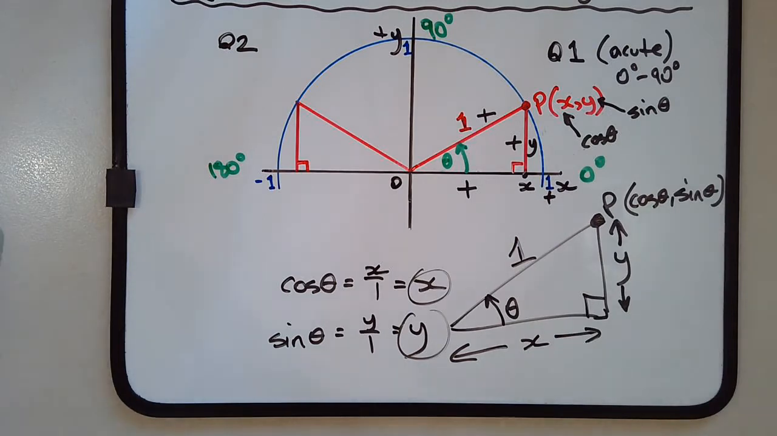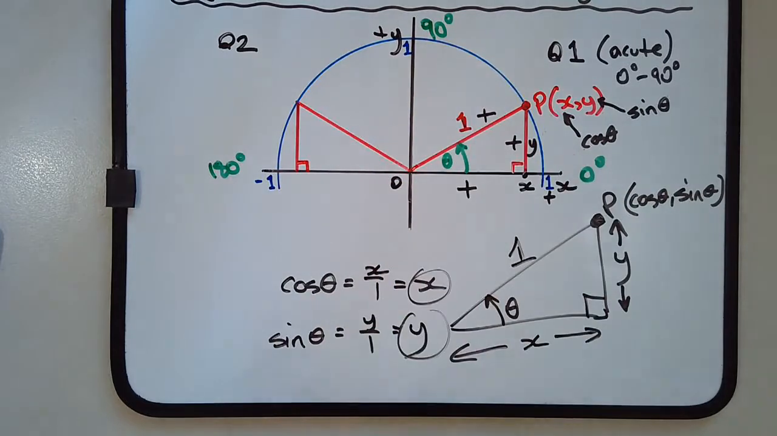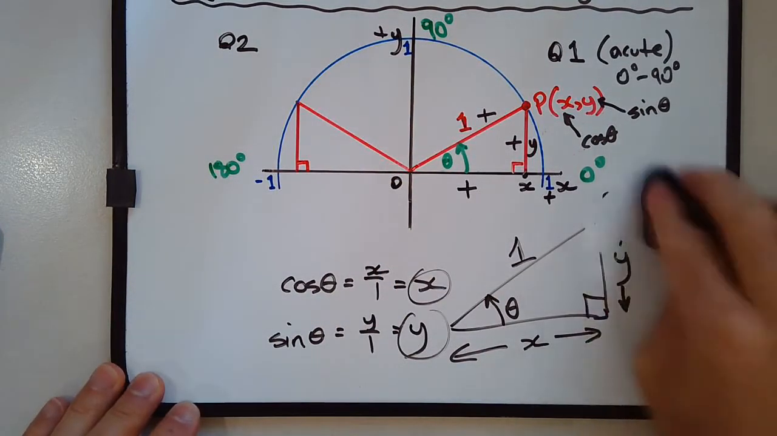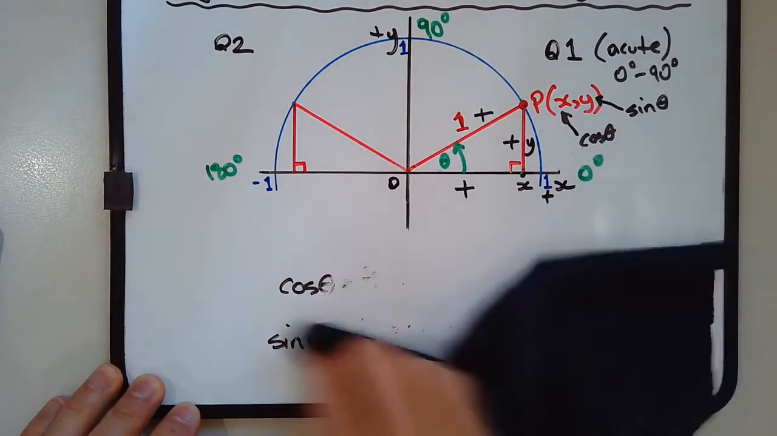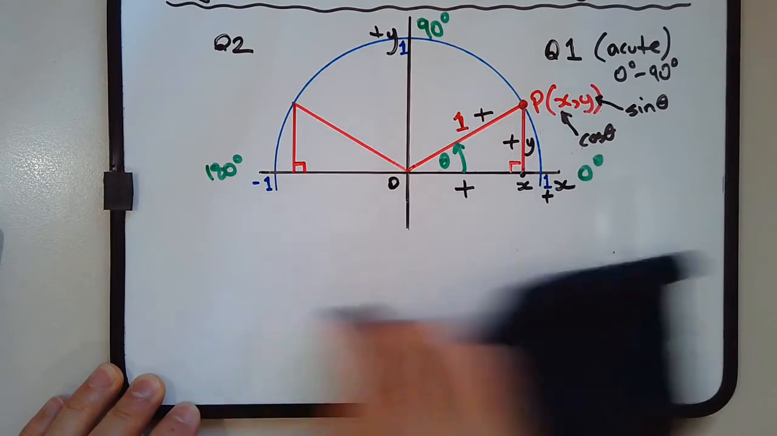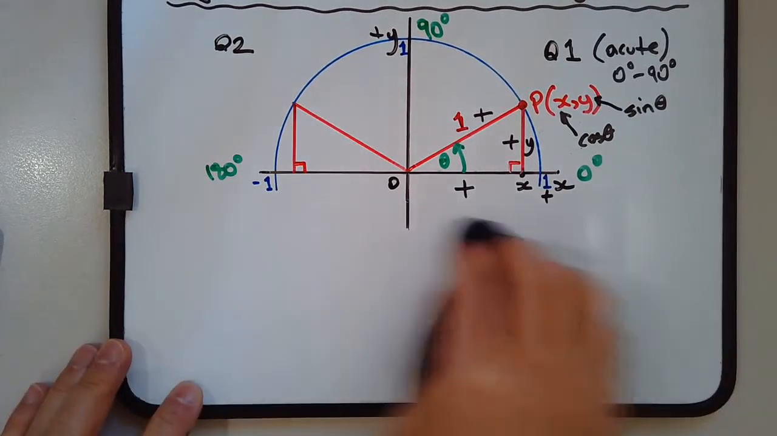Now, the next thing we're going to talk about is the ratios in these two quadrants and how they differ, and to answer those fundamental questions. Like, sine of 150 is positive half, but cos of 120 degrees is negative half, and tan of 135 degrees is negative 1. Where does the negative come from?